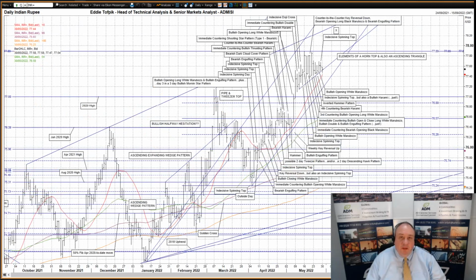US dollar against the Indian rupee. An indecisive spinning top on Friday. Now, I hate repeating this, but it was once again well within the new congestion zone between 77.40 and 77.80. However, there seems to be a possible new element in the mix.